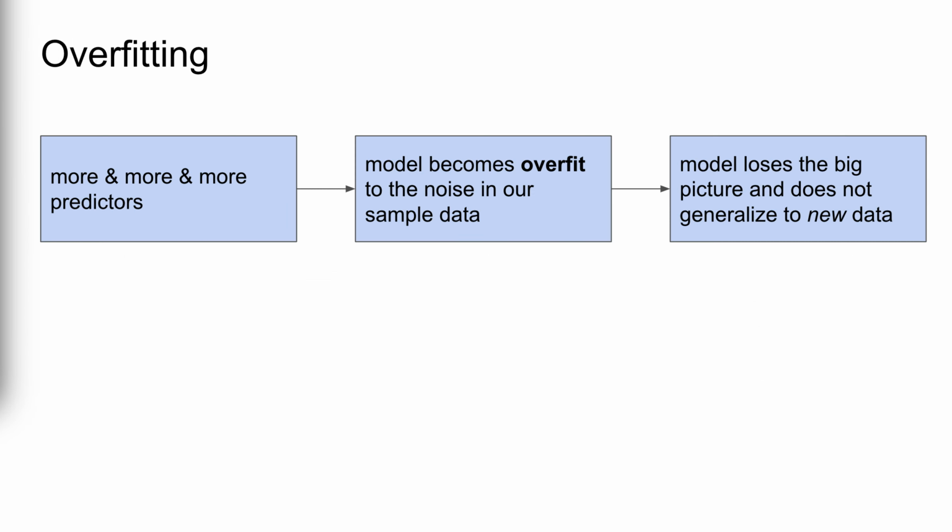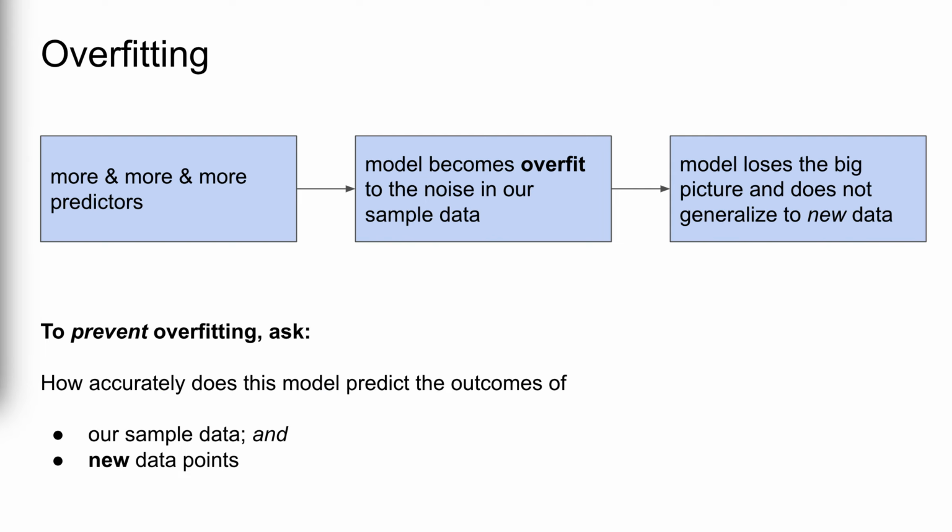In general, when we add more and more predictors into a model, it can become overfit to the noise in our sample data. In turn, the model loses the bigger picture and does not generalize to new data outside our sample. That is, it results in bad predictions. To prevent overfitting, we can utilize model evaluation techniques that don't just ask, how well does our model predict the outcomes of our sample data, but how accurately does it predict the outcomes of new data points?